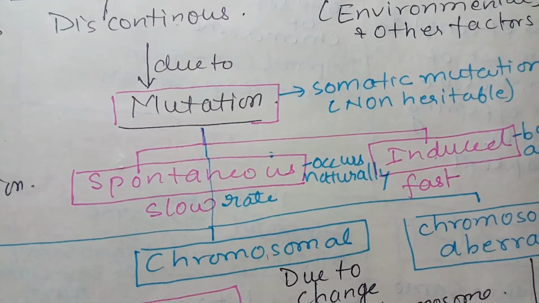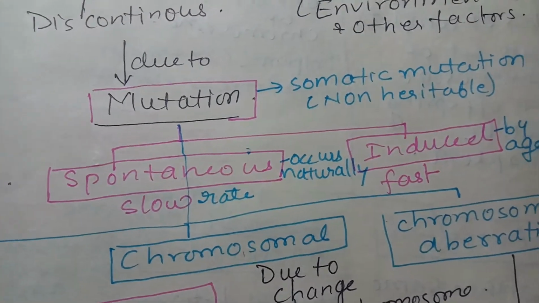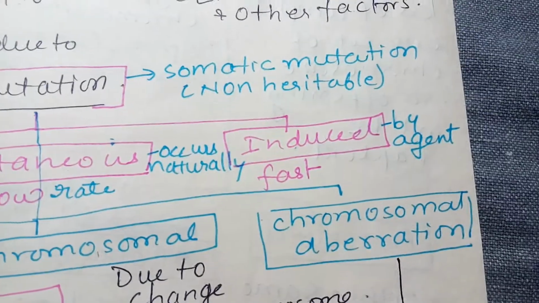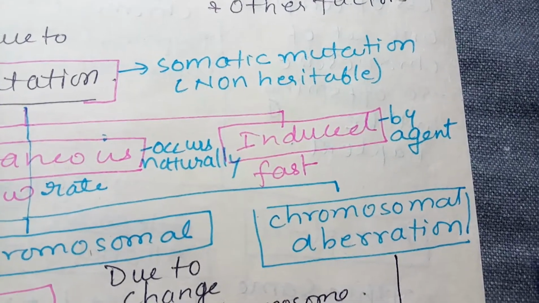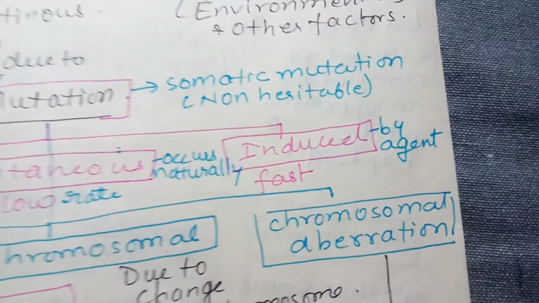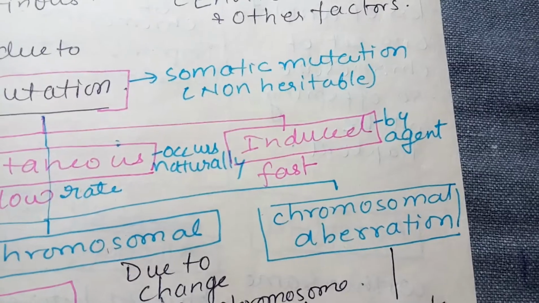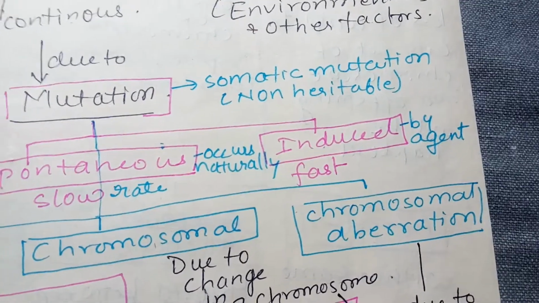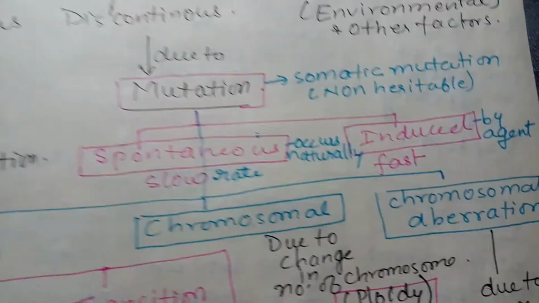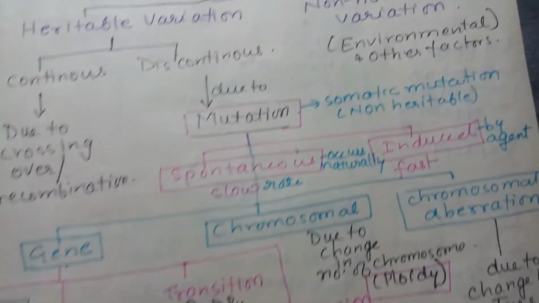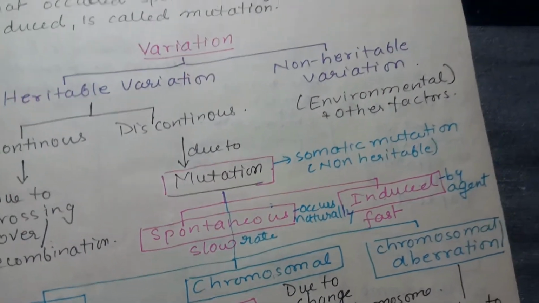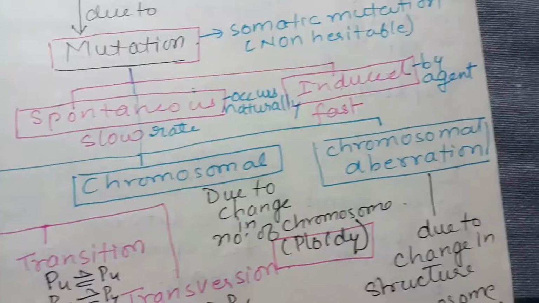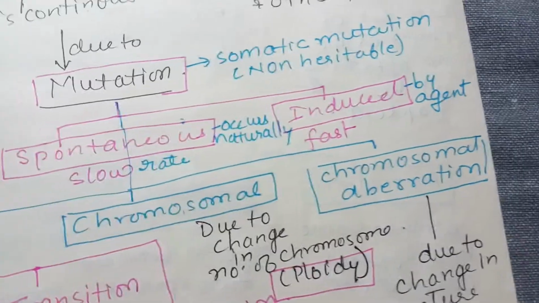Spontaneous mutations are natural and occur at a slow rate, and induced mutations are those artificially induced by an agent like a chemical agent or physical agent, and they are fast mutations, meaning they occur at a high rate. Now let's study mutation under three different headings: gene mutation, chromosomal mutation and chromosomal aberrations.